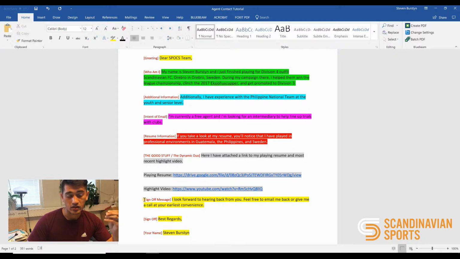You want to be eager, and you want to be bold, and you want to expect a reply. So how do you do this? You say language like, I look forward to hearing back from you. When you say, I look forward to hearing back from you, this puts a subconscious pressure on the recipient of your email to feel like they're obligated to respond back to you.